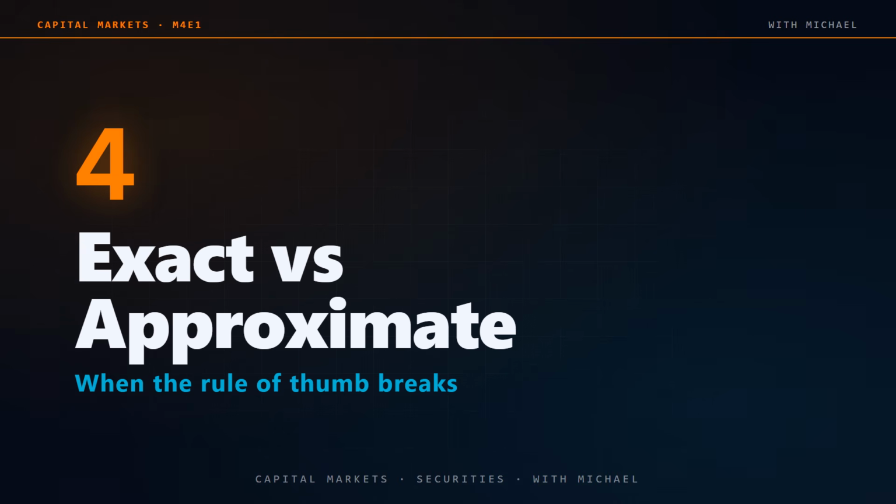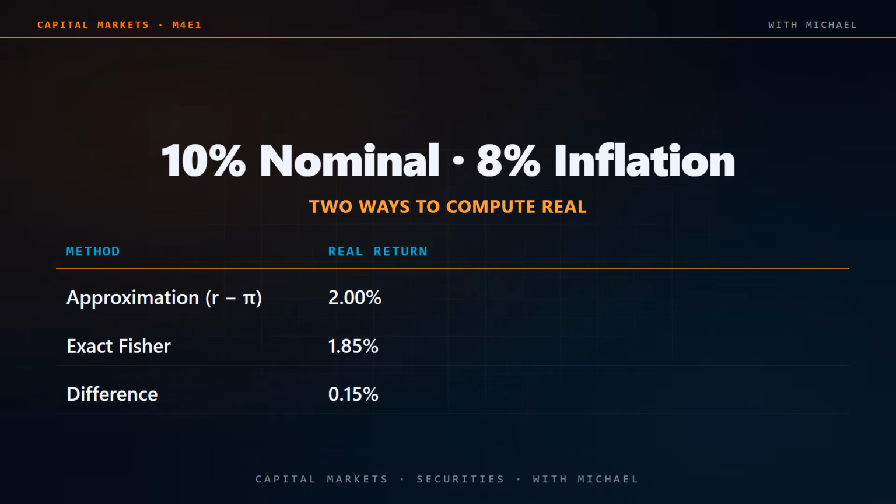Section 4. The exact Fisher equation versus the approximation. Let us see when the approximation breaks down. Take a year of high inflation. Nominal rate 10%, inflation 8%. The approximation says real return equals 10 minus 8 equals 2%. The exact formula gives 1 plus 0.10 divided by 1 plus 0.08 minus 1 equals 0.10 minus 0.08 over 1.08 equals about 1.85%. The approximation overstates the real return by about 15 basis points in this case.